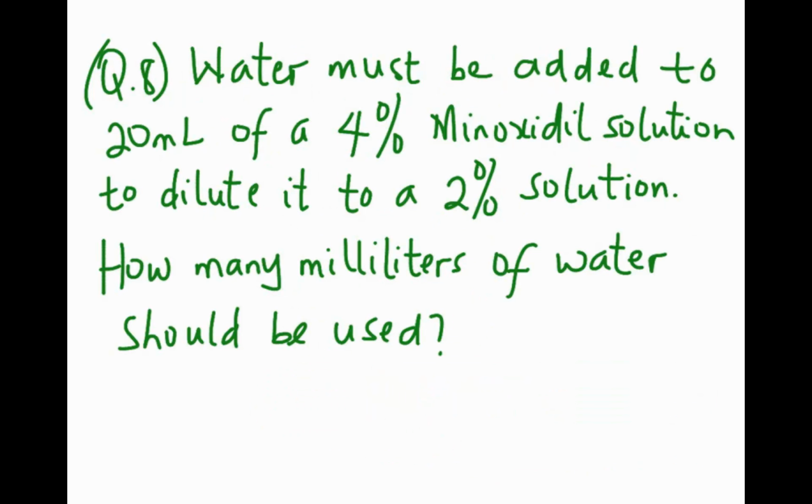Question 8. Water must be added to 20 milliliters of a 4% Minoxidil solution to dilute it to a 2% solution. How many milliliters of water should be used?